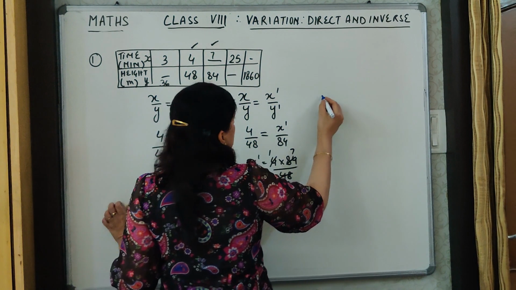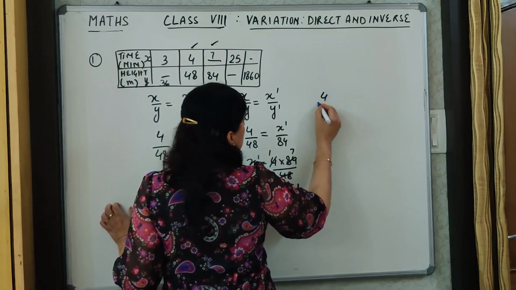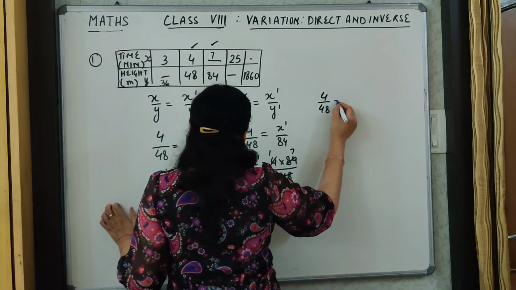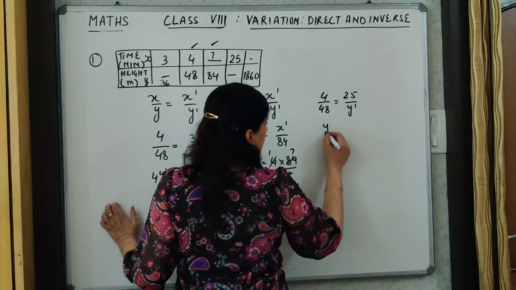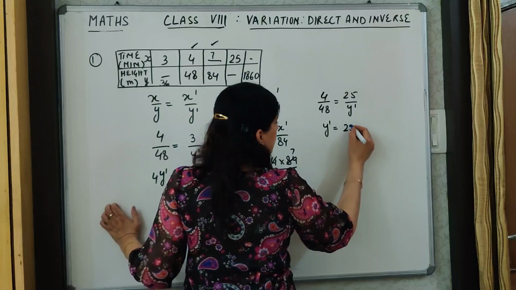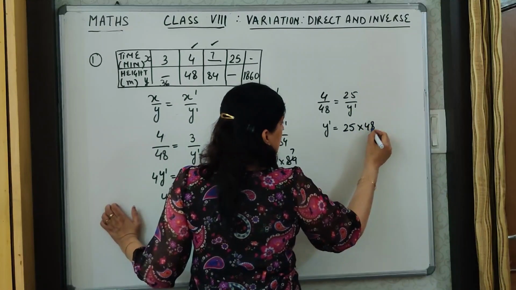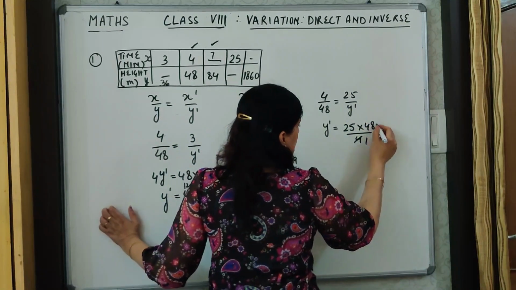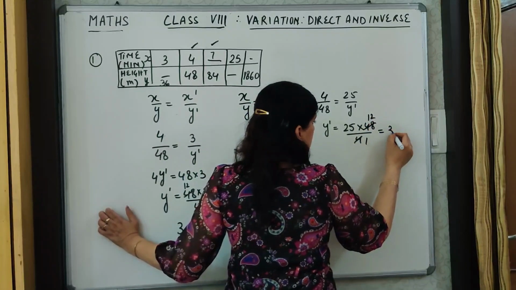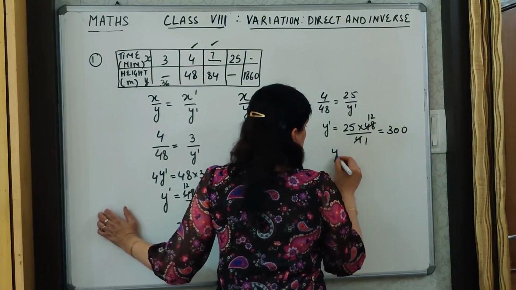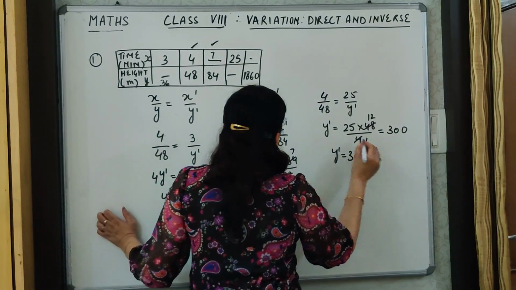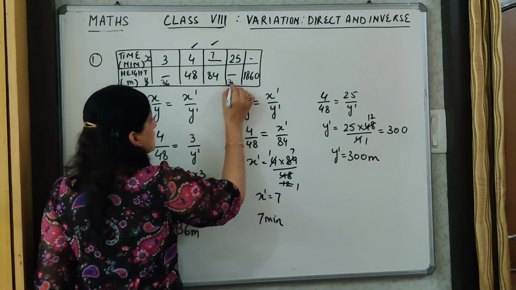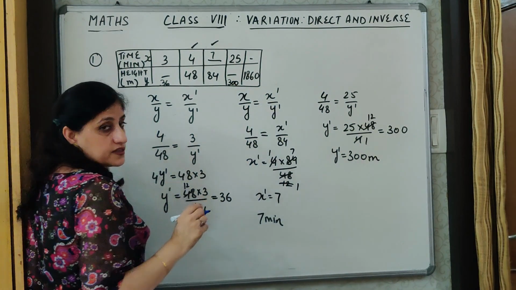Then moving on to the third term, again the same thing we will use. 4 upon 48 is equal to 25 upon y dash. Y dash is equal to 25 into 48 upon 4. 4 ones are 4, 12s are 300. So y dash is equal to 300, which is equal to 300 meter. So here the answer will be 300.